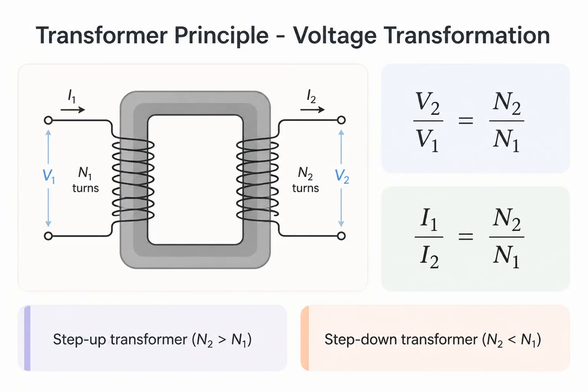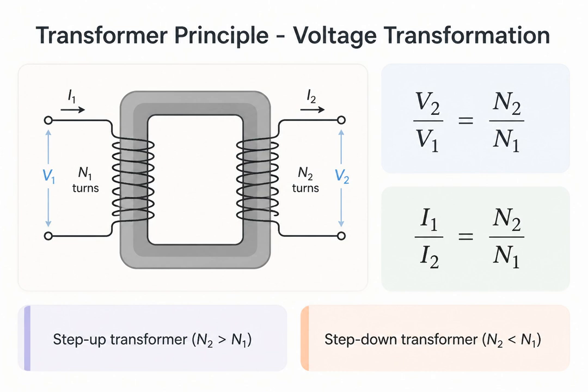The transformer is the most practical application of mutual induction. In an ideal transformer, the voltage ratio between secondary and primary equals the turns ratio. V2 over V1 equals N2 over N1. If the secondary has more turns than the primary, the voltage steps up, useful for long-distance power transmission. If it has fewer turns, the voltage steps down, useful for household appliances.